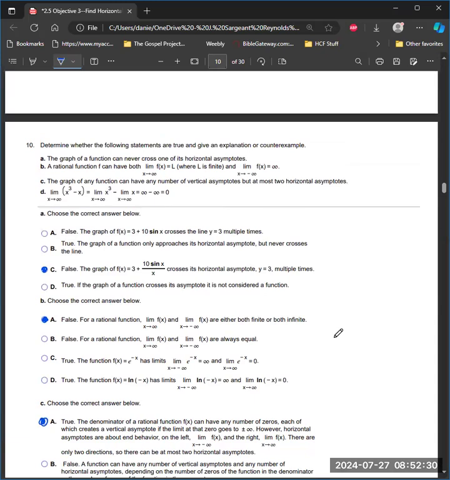D asks us to evaluate this limit here, see if this is correct, that the limit as x approaches infinity of x cubed minus x, you could split that up into the limit of x cubed as x goes to infinity minus the limit of x as x goes to infinity. That is infinity minus infinity. Can you subtract infinity from infinity and get 0? You cannot do that because you do not know that those infinities are the same sizes.